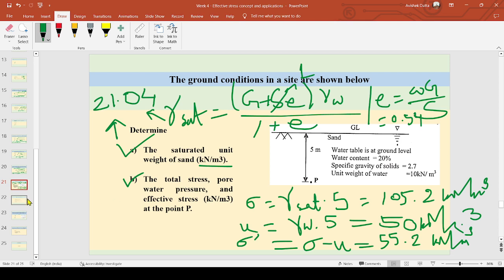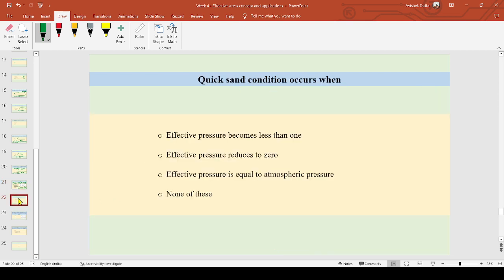Okay. Next question. Quicksand condition occurs when? So obvious question, very simple question. Effective pressure reduces to 0. At that time, the quicksand condition occurs. The seepage pressure becomes equal to the total pressure and effective pressure reduces to 0.